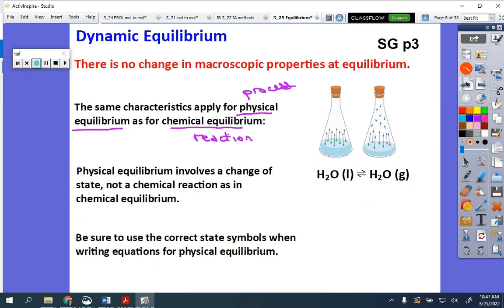Okay, so that was going back to page 3 on your study guide, which talks about physical equilibrium and the idea of that closed system. And then the exercises on page 3, if you want to, not right now, you can go through and write out examples of equilibrium reactions for those processes.